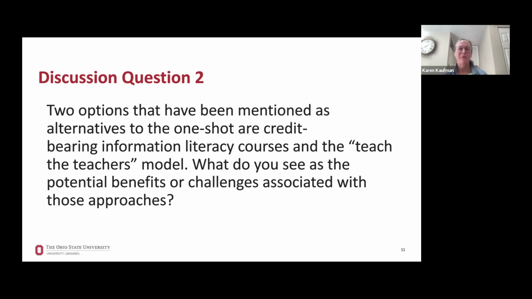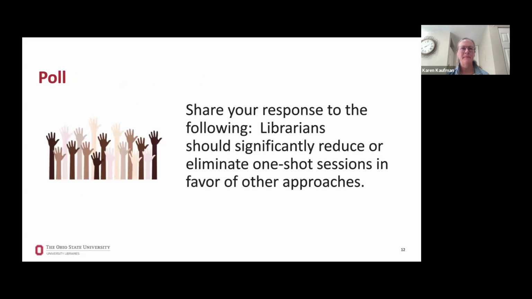Yeah. Wow. This is a great question and a great discussion. There's lots here to consider. So we're going to go ahead and move along, and we have another poll for our participants to consider. So please consider this. Librarians should significantly reduce or eliminate one-shot sessions in favor of other approaches. So if you want to take a few seconds, and we'll give it a little more time since we have a very large audience.